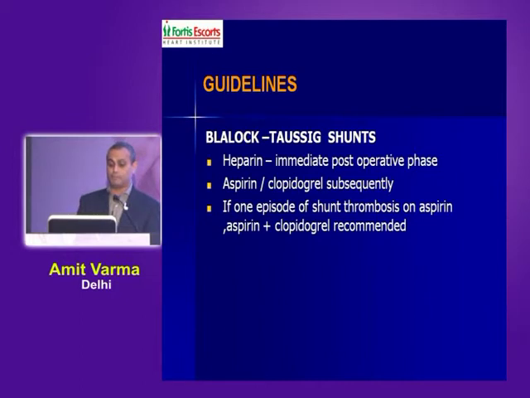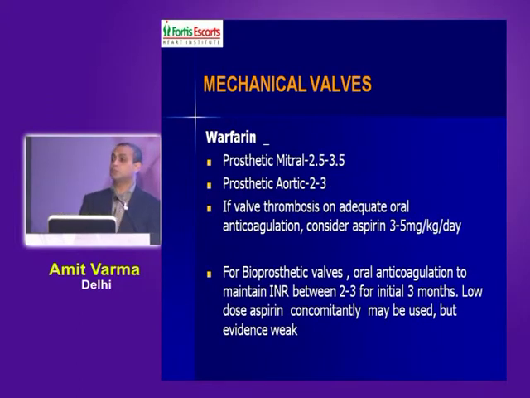If you have a blocked BT shunt, heparin is something that we use immediately. Aspirin or clopidogrel we'll give subsequently. And if you have one episode of a shunt thrombosis, then we would send patients home either on aspirin or aspirin and clopidogrel. Mechanical valves, for those of you who get those in your practice, though rarely, there are doses that we give for warfarin for both prosthetic mitral and prosthetic aortic valves.